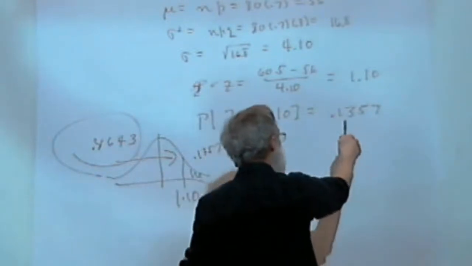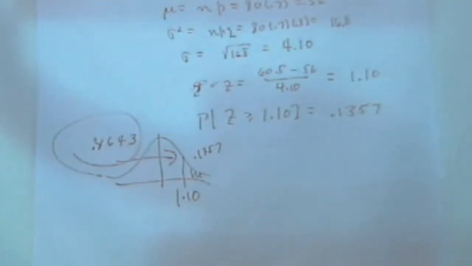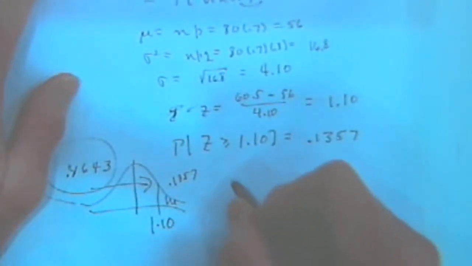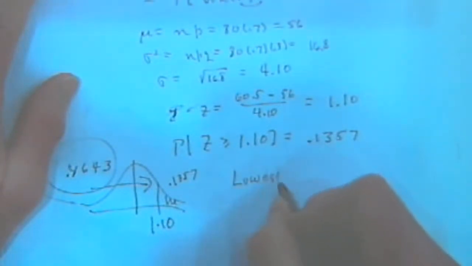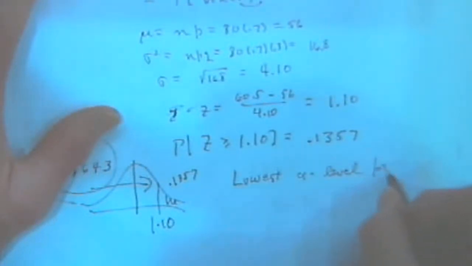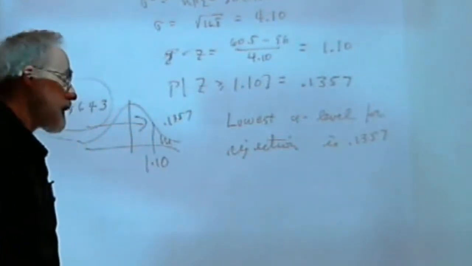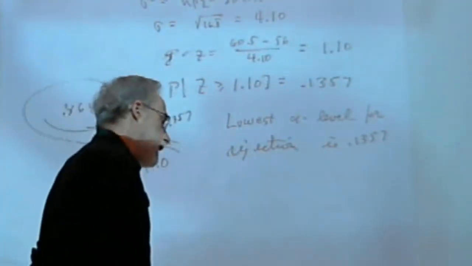Now this is the lowest level at which you could reject H0. So the lowest alpha level of rejection is 0.1357. So if you're a government person, then at the 5% level, you cannot reject H0. So that's always a good part of the quiz too. Actually, the question would be phrased, conclude in terms of alpha equals 5% or alpha equals something.